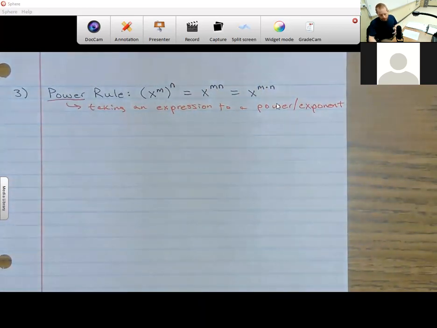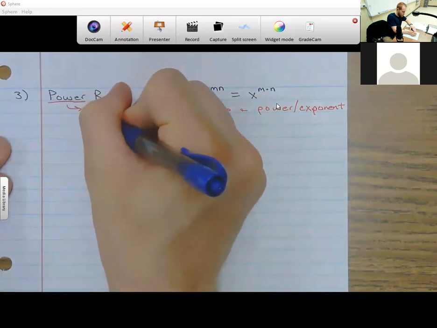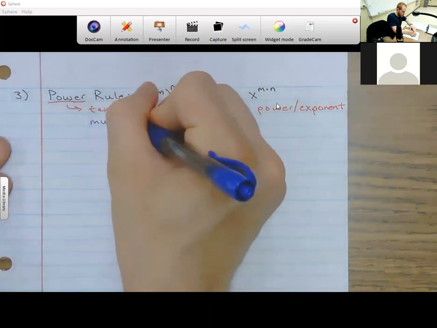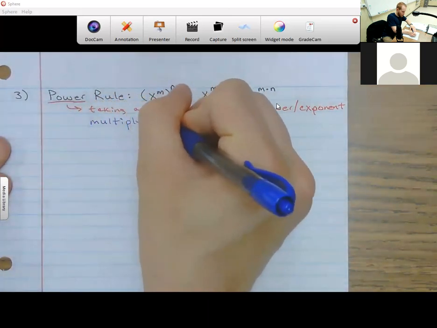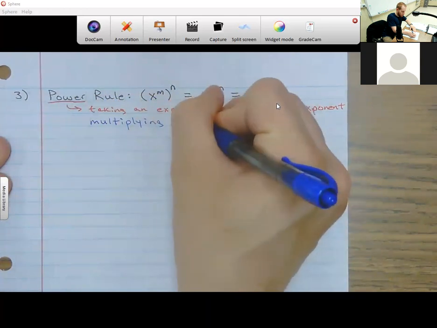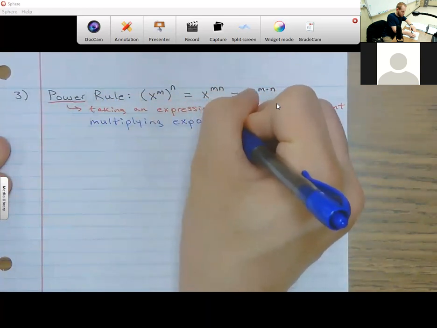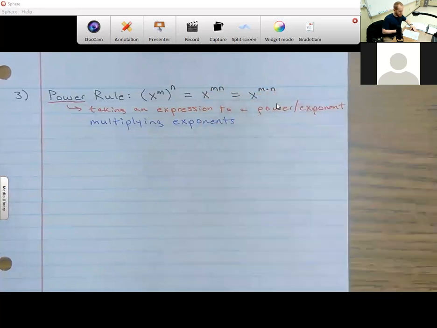What you're actually doing here is you're multiplying the exponents together. So under this, I'm going to write multiplying exponents. And this makes sense, right? Because in the first two rules, you were either adding the exponents or subtracting the exponents. Here, you're actually going to multiply the exponents together. So let's see how that works.